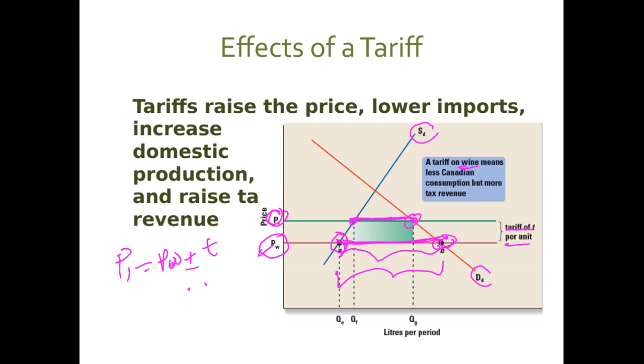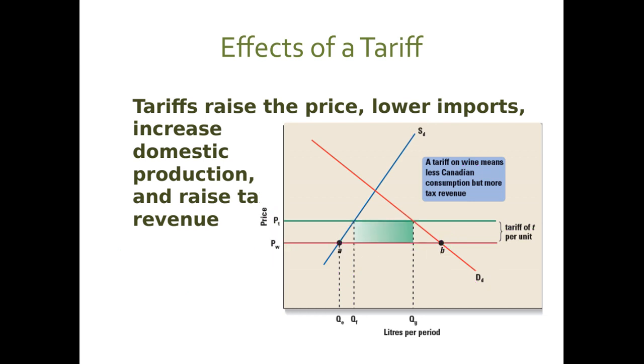There are so many things in this diagram that we are not going to discuss in detail, as we discussed them in a different course. What is of more interest is this area, this rectangle. This is government tax revenue, because you can see this is the tax. I told you that the difference between PW and P1, or rather PT, is the tax. PT is equal to PW plus T, that is, the price with tariffs.